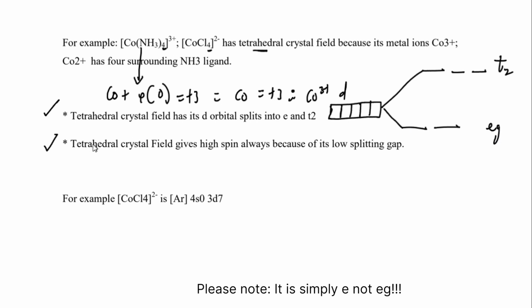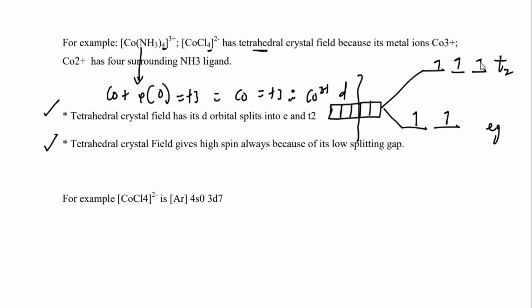Another thing is that the tetrahedral crystal field always gives high spin. What we mean by high spin is that the distance between these split parts, it's split into two ways, right? There's a part here, there's a part there. So basically the distance between them is very, very small. Because of that, it always leads to high spin, because electrons fill in singly first before pairing takes place. So please take note of that.